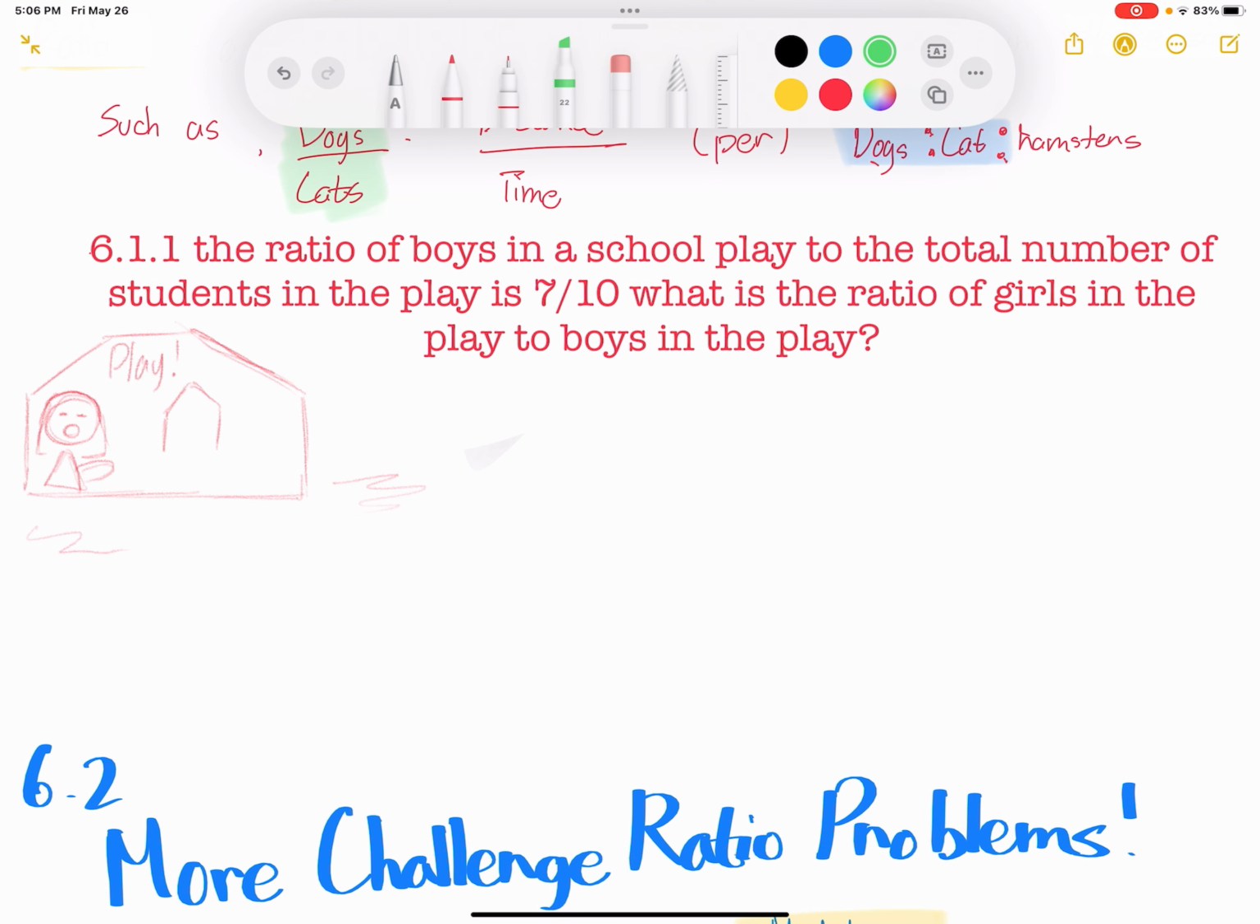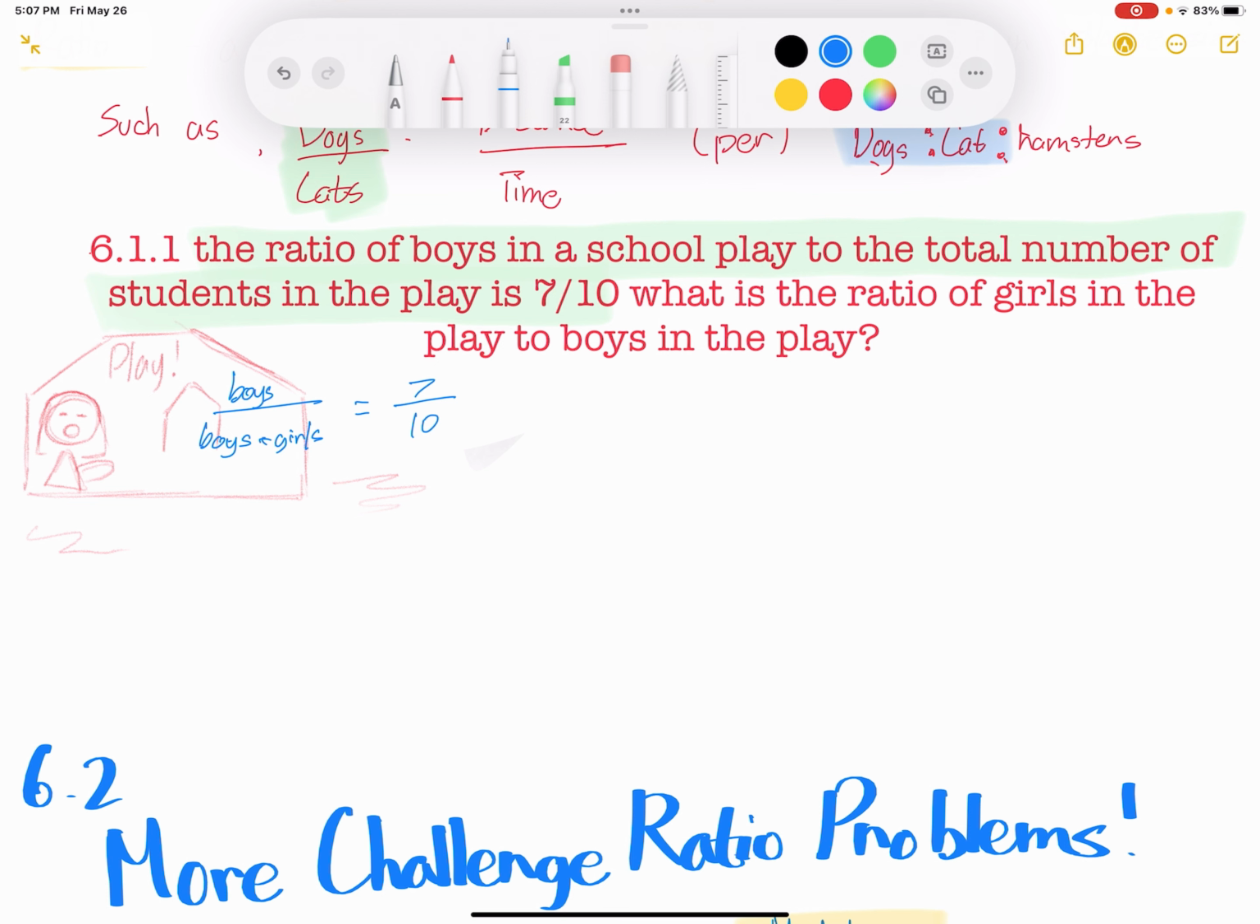So we first digest the first sentence. The ratio of boys in the school play to the total number of students in the play is 7 to 10. What that essentially means is boys to boys plus girls equals 7 divided by 10. Well, that is just in relative terms.